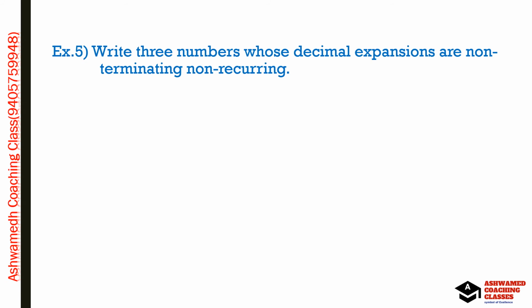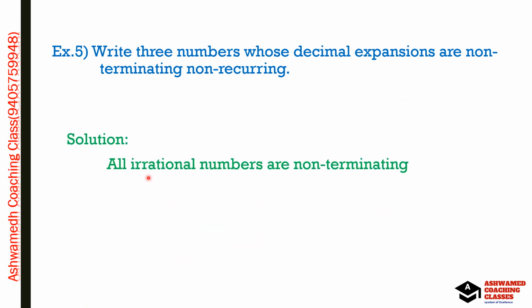Next is write three numbers. This is also interesting. Write three numbers whose decimal expansions are non-terminating, non-recurring. As we know that every irrational number is non-repeating, non-terminating, write any three irrational numbers. So the solution is: all irrational numbers are non-terminating and non-recurring, and therefore these three numbers are root 3, root 2 and root 5. This is simple.